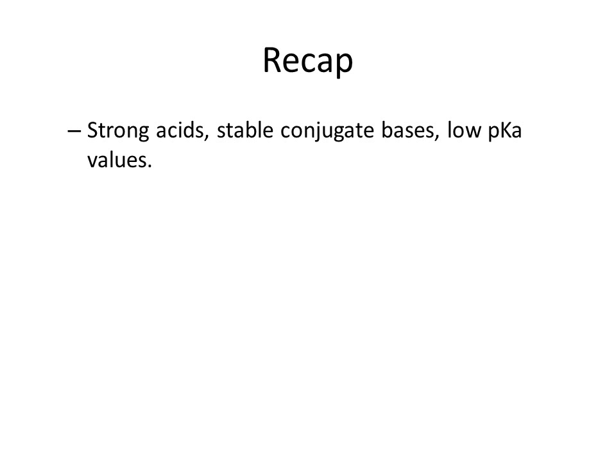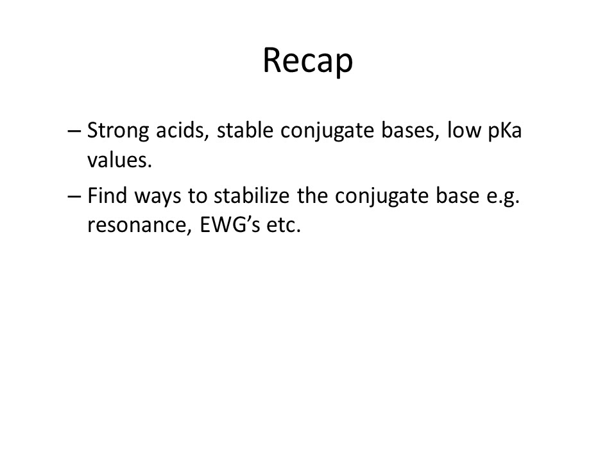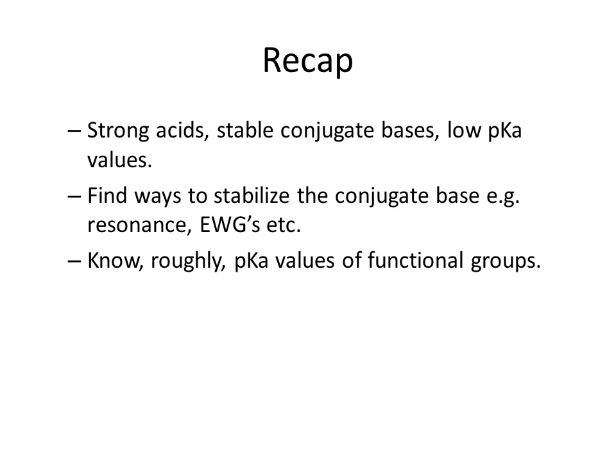So let's recap some of the key points that we've talked about in this video. We talked about strong acids and how strong acids have stable conjugate bases when they dissociate. And what this means is that they have large Ka values, and in turn that means you get low pKa values. You find ways to stabilize the conjugate base. Factors like resonance, electron withdrawing groups, electronegativity, anything to help stabilize the conjugate base helps to increase the strength of the acid. Know, roughly, you don't have to know specifically, the pKa's of the different functional groups that you're going to encounter.